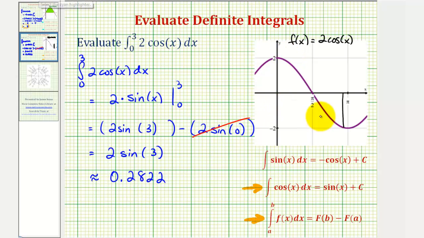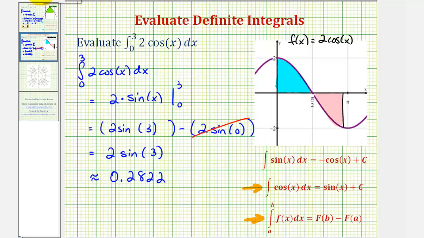Notice how if we did integrate from 0 to pi over 2 radians, the function is non-negative on this interval, and therefore if we integrated from 0 to pi over 2 radians, it would give us this area here bounded by the function and the x-axis. But when we start integrating from pi over 2 radians to 3, because the function values are negative, the definite integral would actually be negative on this interval, or you can think of it as returning a negative area.